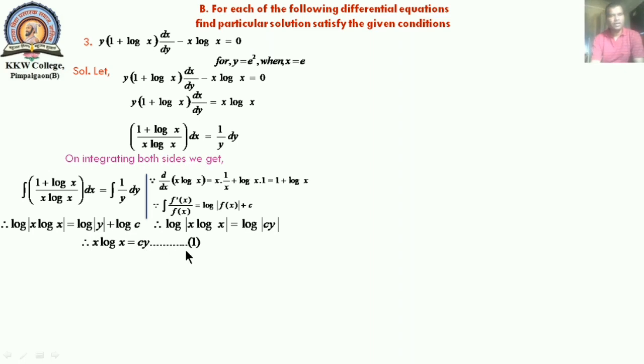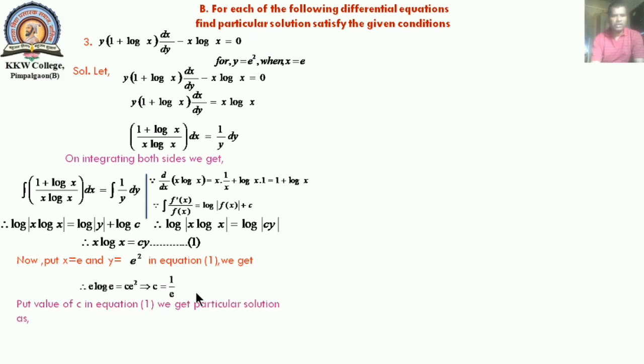This is the general solution. Now using the given condition, we will find the value of the arbitrary constant c, with x equal to e and y equal to e square in equation 1. We get c is equal to 1 upon e. Putting that value of c, we will get x log x is, therefore, y is equal to e into log x, the particular solution.